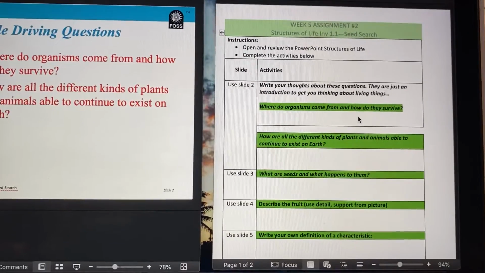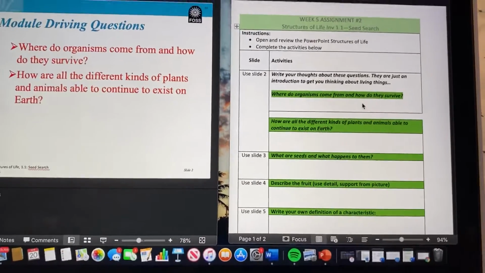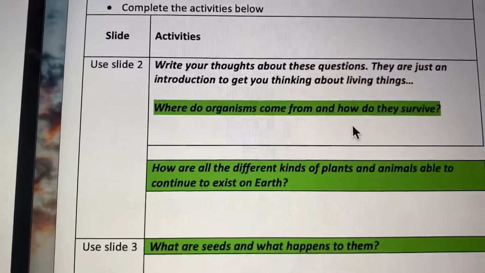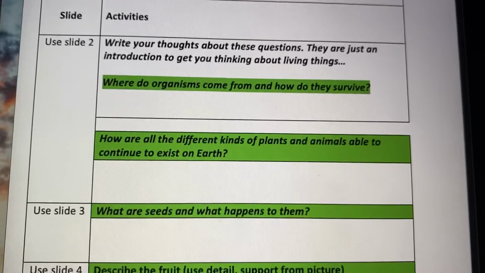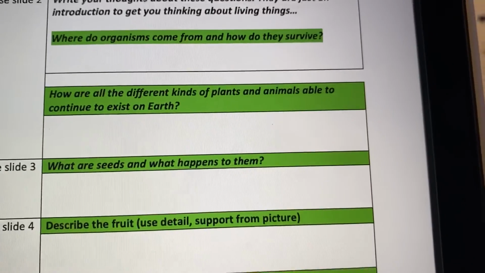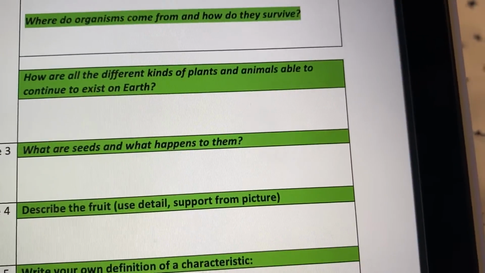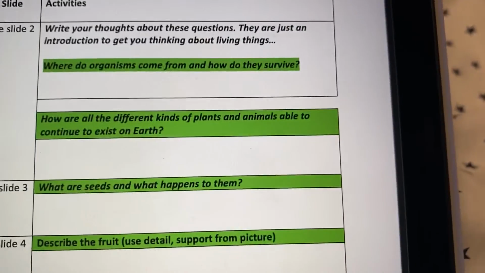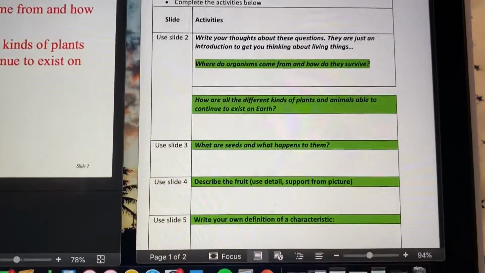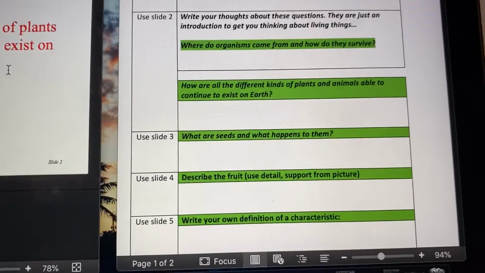Where do organisms come from and how do they survive? So what is it that you can tell me about organisms? Just take a guess of what they are. If you don't know what they are, that's okay. You can always use Google. I would recommend that.